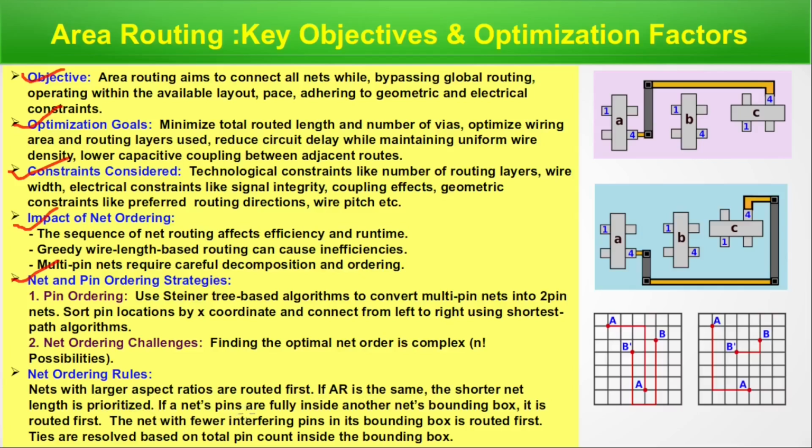If a net's pins are fully inside another net's bounding box, it is routed first. The net with fewer interfering pins in its bounding box is routed first. Ties are resolved based on total pin count inside the bounding box. These are the rules followed.